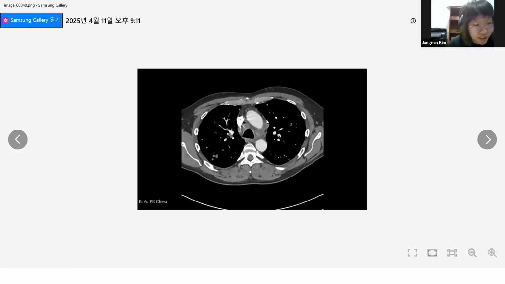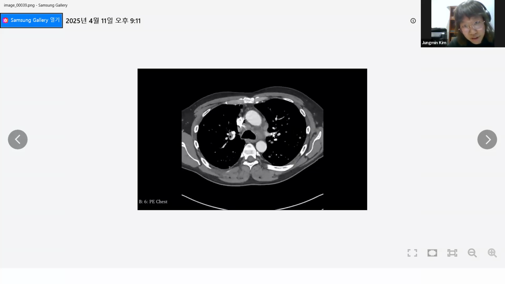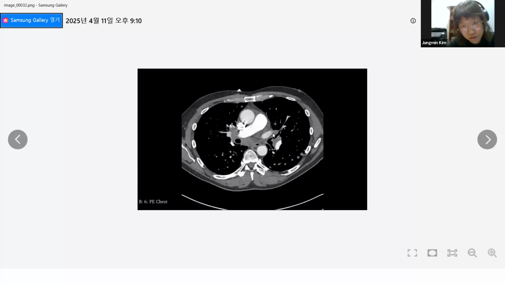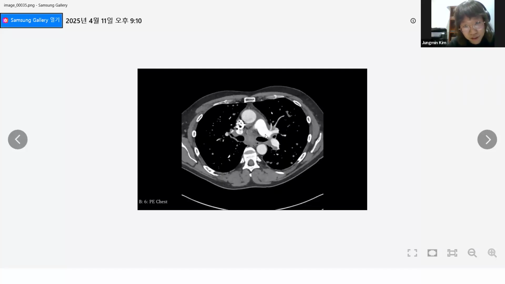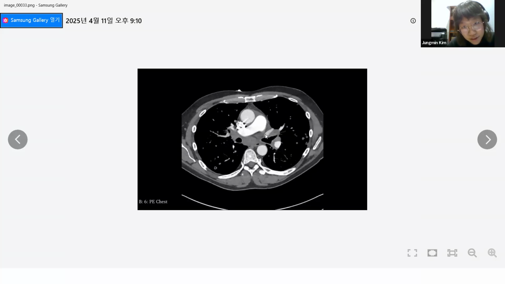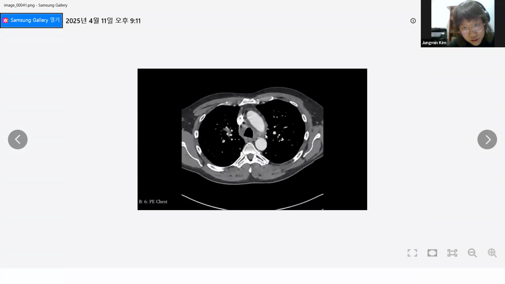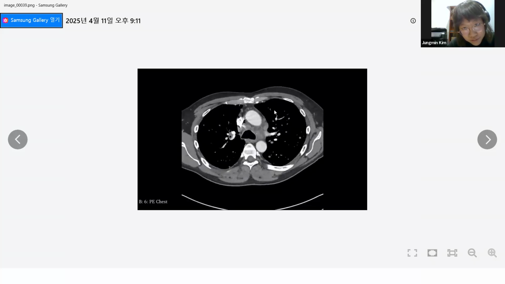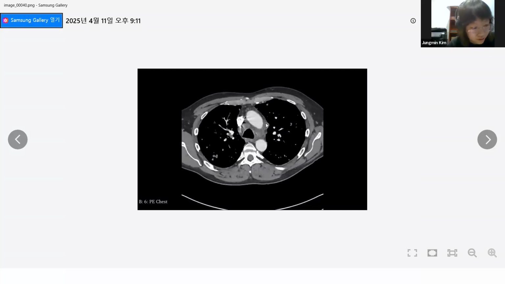And you can see a very good example of a para-aortic lymph node. It's on the lateral side of the aortic arch, but it's still above the level of the pulmonary artery, which you can see. This really bright thing, that's the pulmonary artery. And the para-aortic lymph node was above that level here.